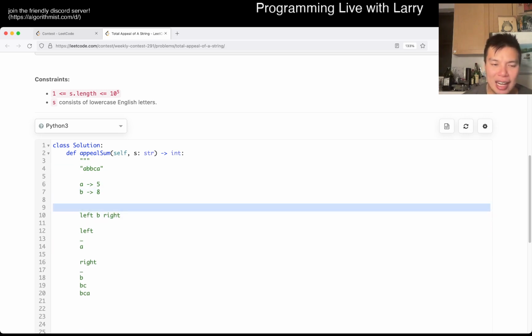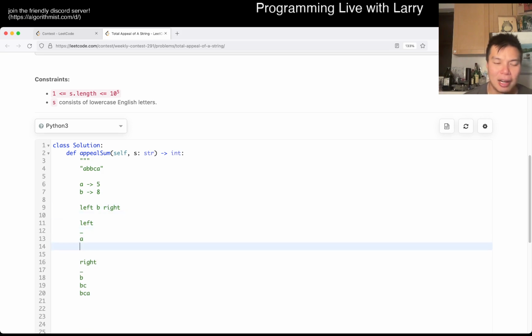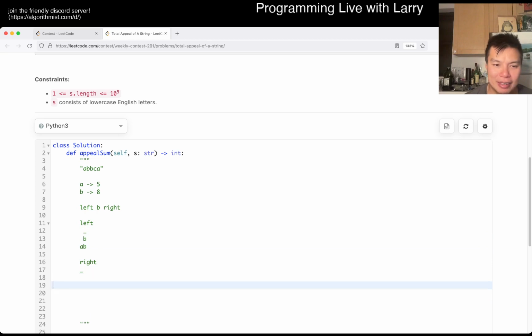And then now let's look at the third B. The third B is a little bit tricky. We have the same thing here actually, so maybe I didn't need to delete. But then the left is now blank, B, and then AB. Remember that this is a prefix, so you can think about this as BB, ABB, and so forth. And then the right is going to be blank, C, and then CA.